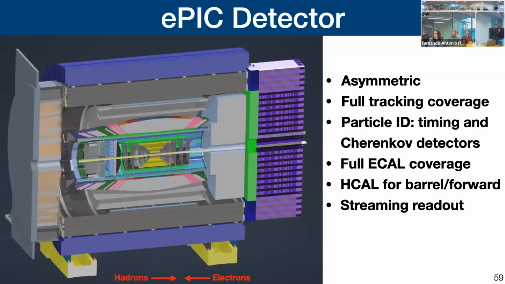There's planned to be at least one detector at the EIC, maybe 2, we'll see. But the one that for sure will happen is known as ePIC. This is an asymmetric detector because the electrons and the hadrons come in from different sides and make a boosted system, but it will have full tracking, particle identification, full ECAL coverage, and very good HCAL coverage. So it's got all the hallmarks of a nice general purpose detector.